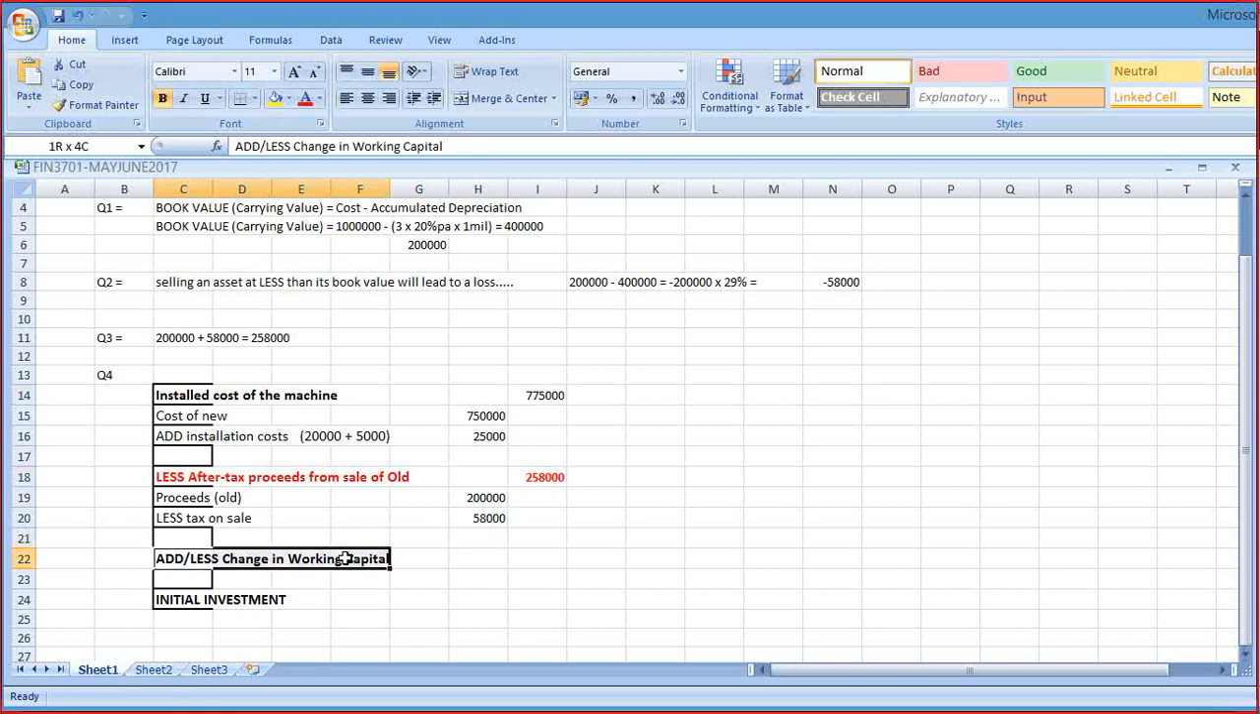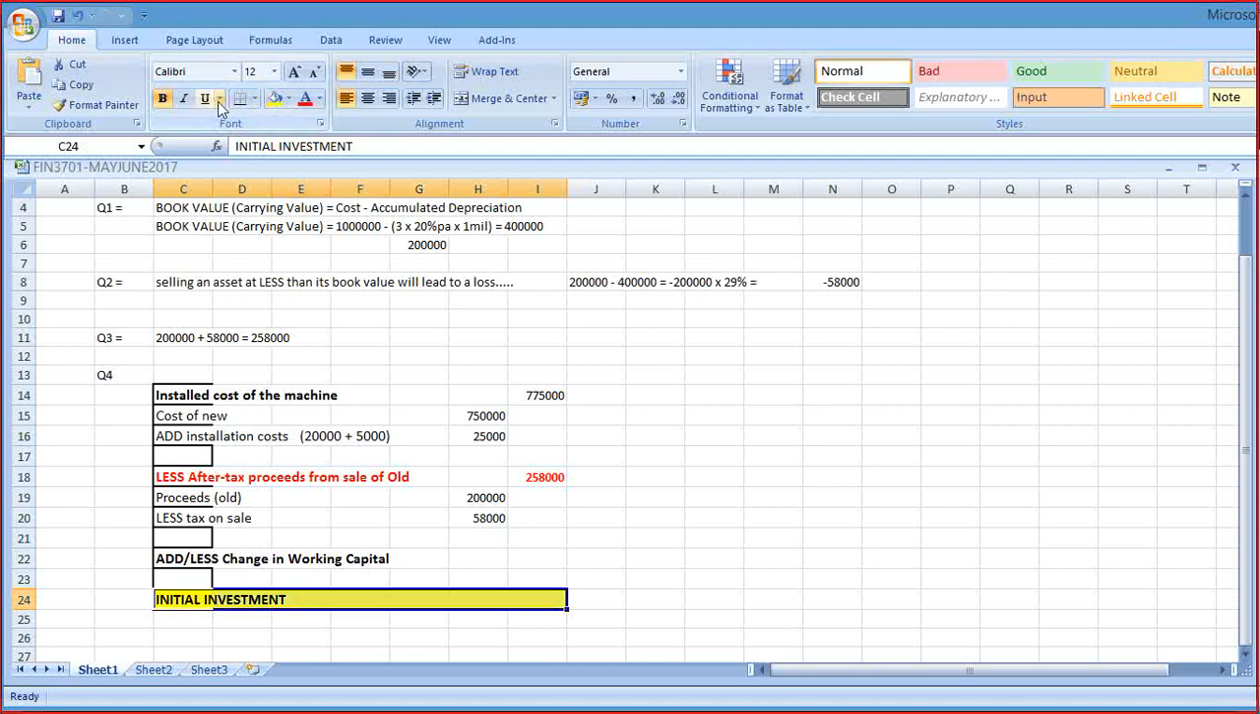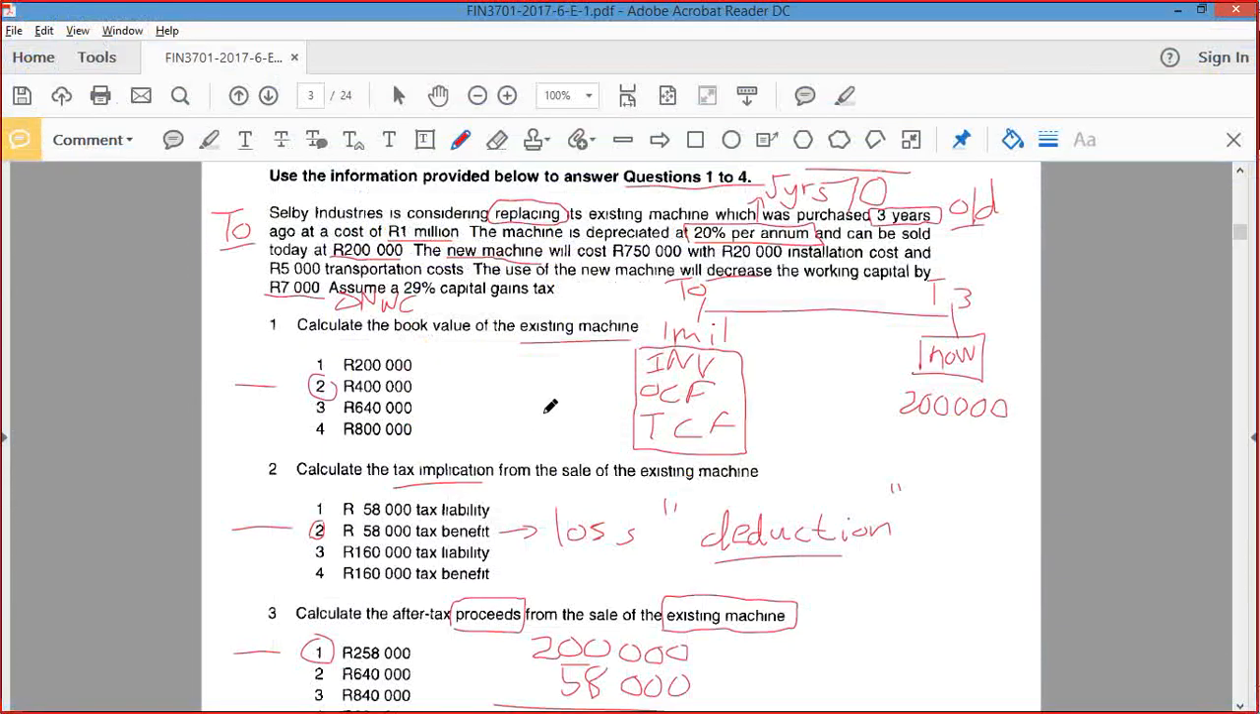And then we've got to add or subtract the change in working capital. The best way to view this is in terms of cash flow. Just to revise theory: initial investment, is that an inflow or an outflow? Initial investment is an outflow. Correct. If it's an outflow, it's seen as a negative. Now, if you look at the question, it said that we're going to be decreasing the working capital by 7,000. Is that an inflow or outflow?